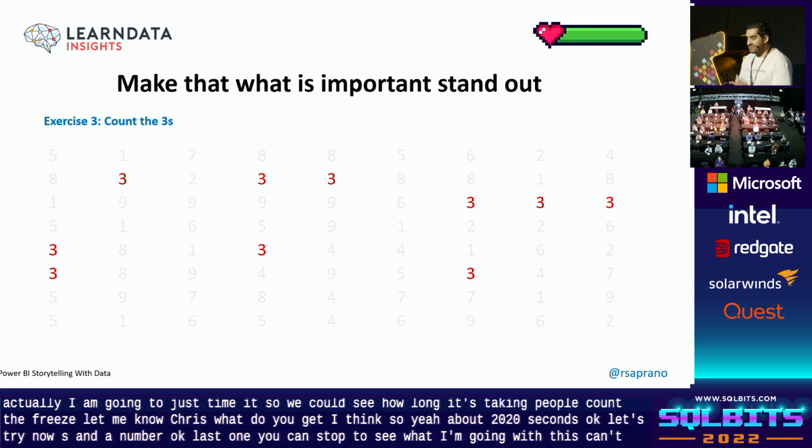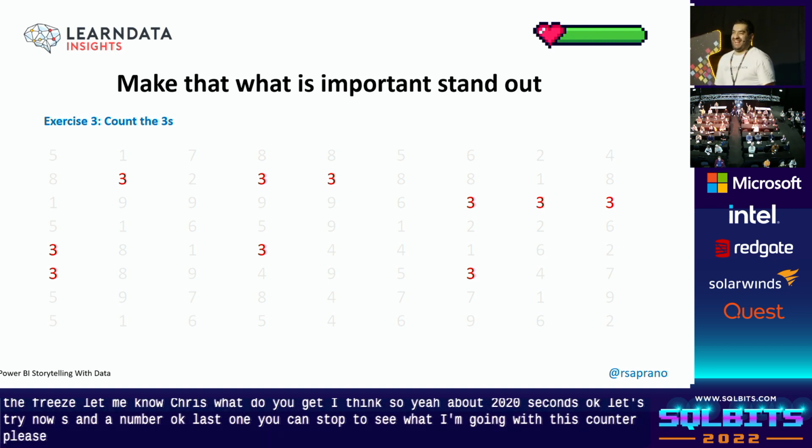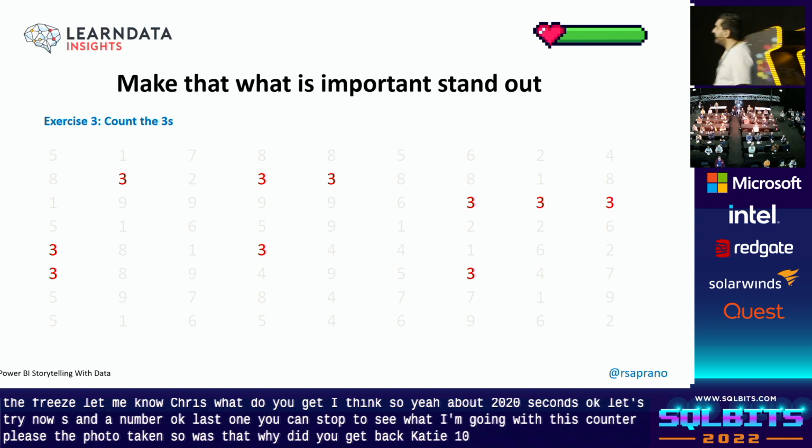Count the threes. Yeah, okay. Point taken, right? So what did you get, Pragati? 10. Yeah, 10. So this really helps to highlight, right?